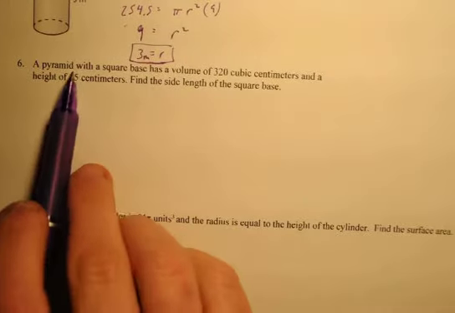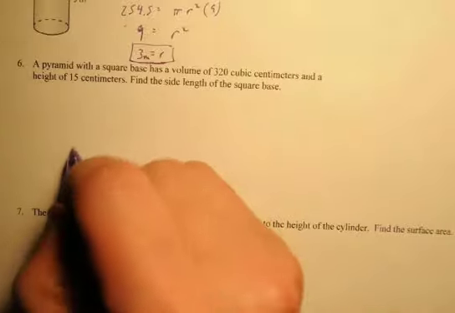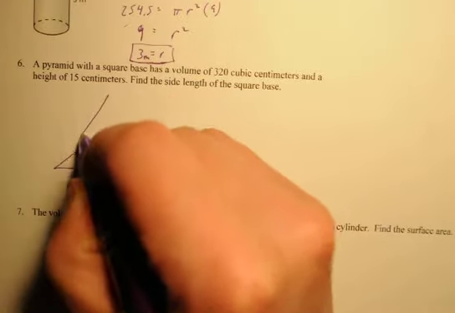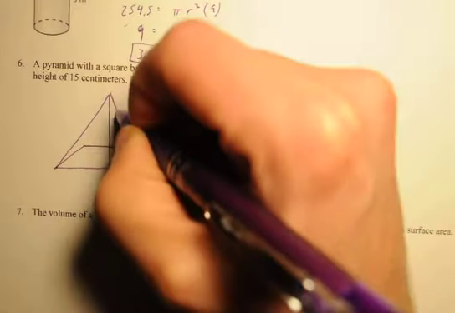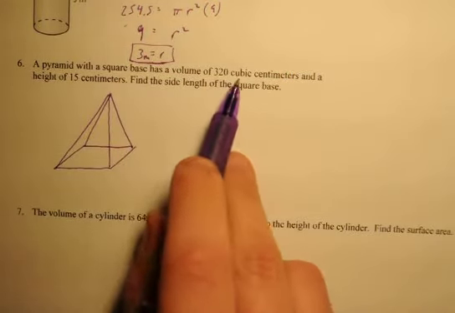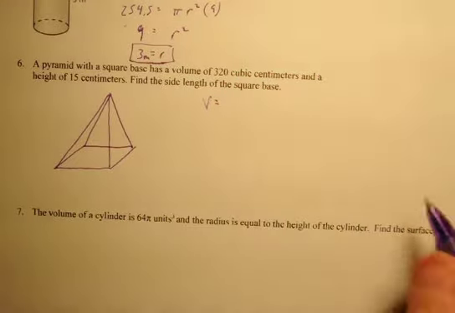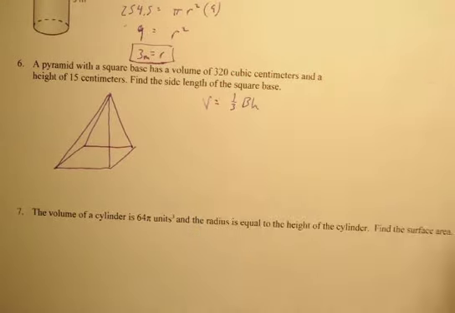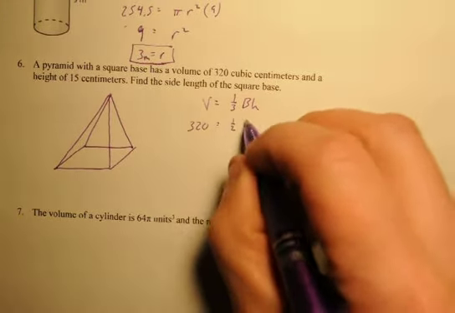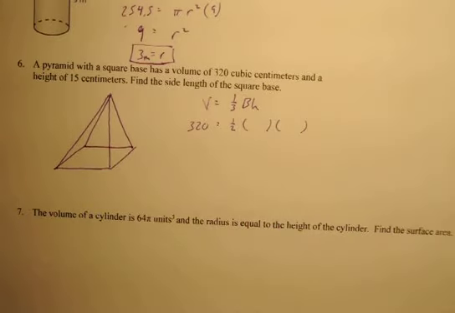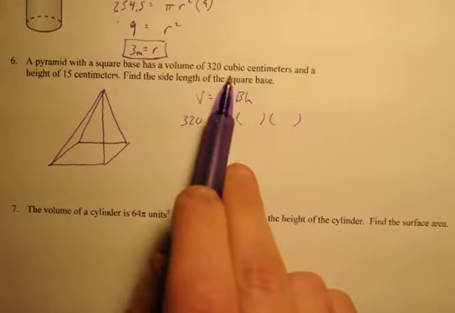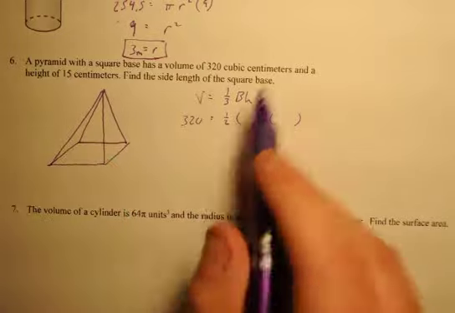Number 6. A pyramid with a square base. Alright, let's stop and draw a pyramid. So there's our pyramid. And it's got a square base. Has a volume of 320. So right there I'm going to be using the volume of a pyramid. Alright, there we have it all set up. Volume of 320 and a height of 15. Look at that, we even got our height.